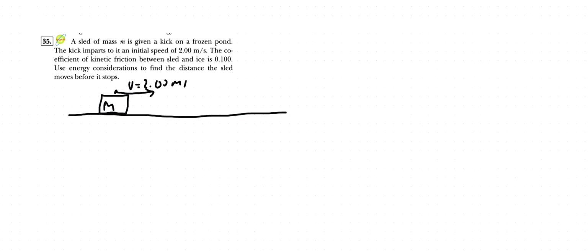To start this problem, we draw a picture. Here's the surface on which the ice is, and this rectangle represents the sled. It has mass m, and it's given a kick. What that really means is that we impart an initial speed of 2.00 meters per second to it. So the data that we have so far is that the mass is m, v initial is 2.00 meters per second, and the coefficient of kinetic friction is 0.100.